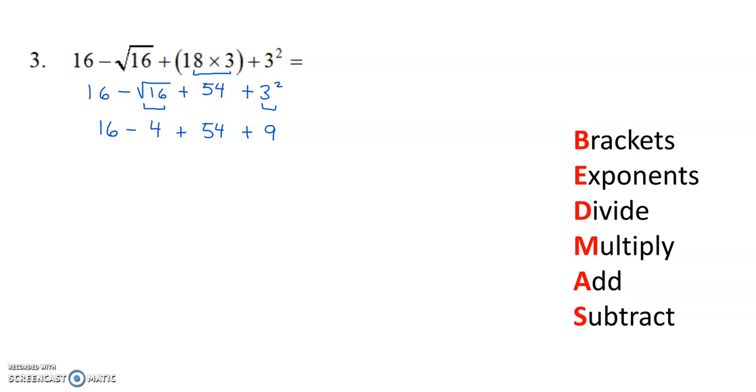In this example, we have subtraction and addition. So because we have both of those, we're going to work left to right. Subtracting first, 16 minus 4 is 12, plus 54, plus 9. And now we have the freedom to add in any order that we want. So we can add, for example, 12 plus 54 is 66, and 66 plus 9 is 75. Or as we had done before, 12 plus 9 or 9 plus 54. With our adding, it doesn't matter which order we want to go in.